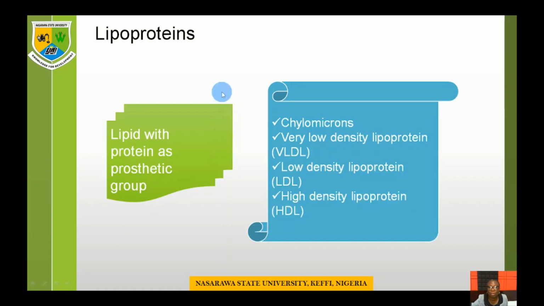The lipoproteins, just like we have said, are lipid with protein. From the word lipoproteins, it means lipid and proteins. So you have lipid with protein as prosthetic group. Examples of these lipoproteins are the chylomicrons, the very low density lipoproteins, the low density lipoproteins, and the high density lipoproteins. All these carry lipids around in the body. So they are very, very important in the transportation of lipids in the body.